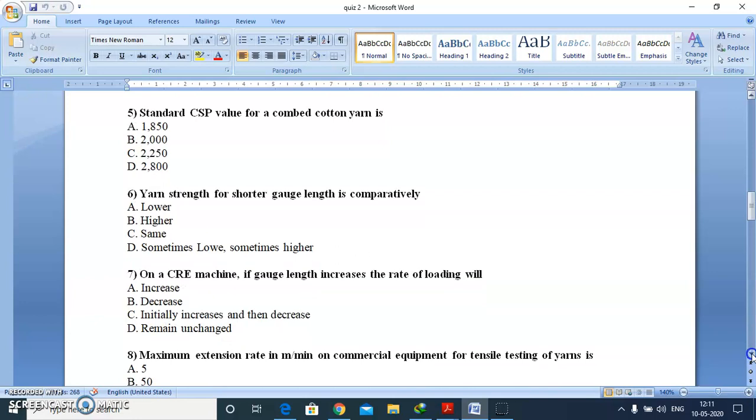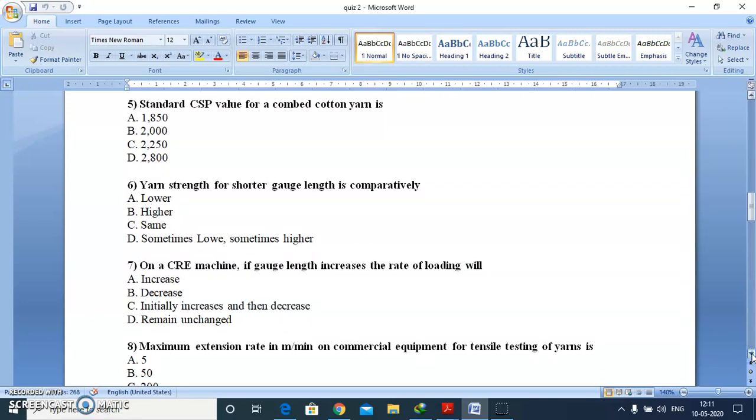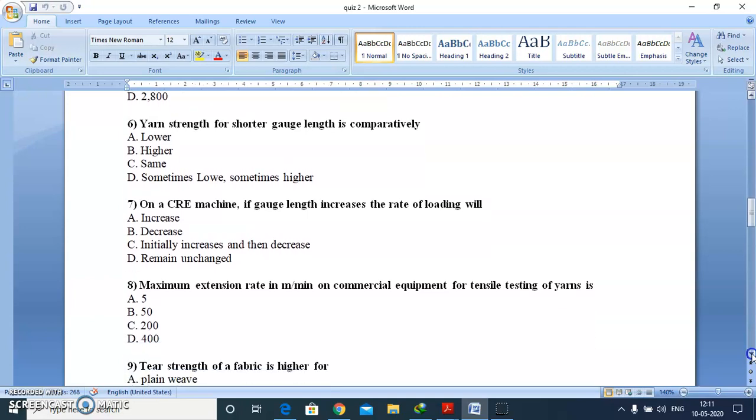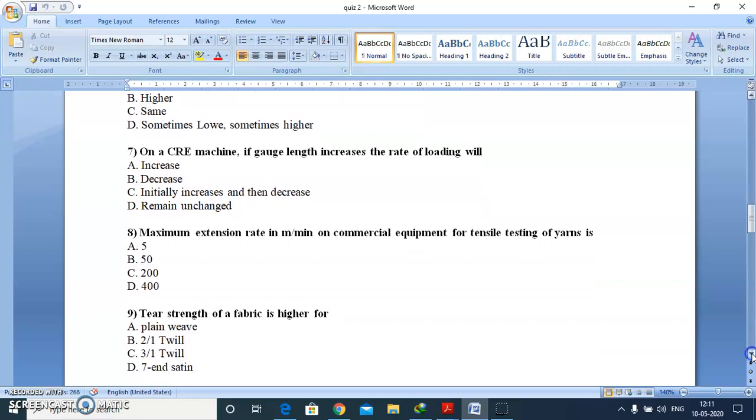Next is on a CRE machine, that is constant rate of extension machine. If gauge length increases, the rate of loading decreases. Now the next is maximum extension rate in meters per minute on a commercial equipment for tensile testing of yarns. Presently TensoJet is available, where maximum speed is 400 meters per minute. It is for tensile testing of yarns. So we'll go for option D here.